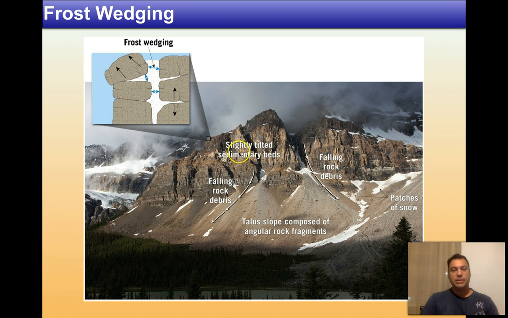Here we see slightly tilted sedimentary beds, but that's not responsible for all of this. This talus slope, which is basically a big pile of rocks that fell off the side of the hill, formed because of frost wedging that is occurring up here in these exposed rocks. We even have patches of snow right here on the surface. So this is a pretty important process that's governing this. And we can see it's pretty active because there's no vegetation growing on all of this.